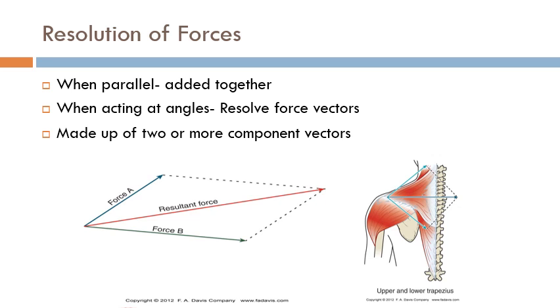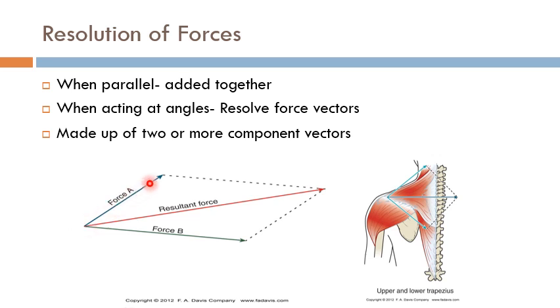So, and again, these are going to be made up of two or more component vectors. If you look at this picture over here, I'll show you an example, and on the other side we have an example of how this works in the body with the muscles working together. You have force A, you have force B. They're just forces. It doesn't matter where they're coming from. If these forces are acting at the same point, you have to figure out what the result of that force is going to be.